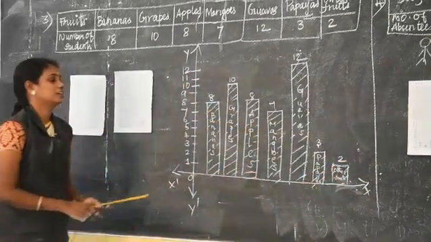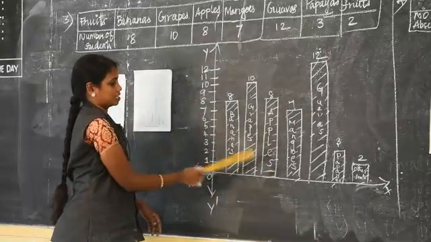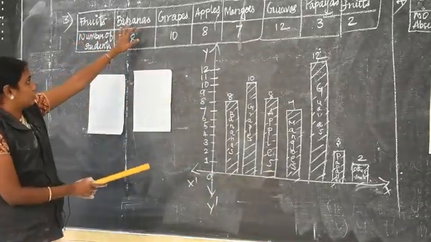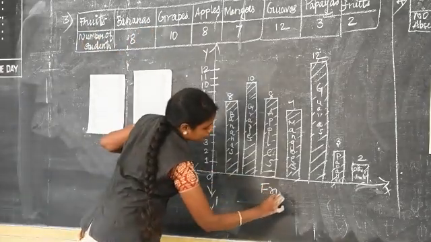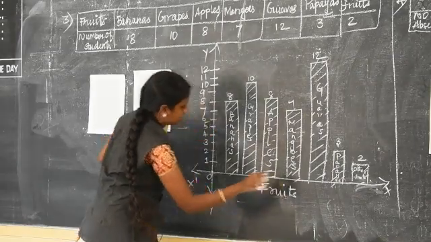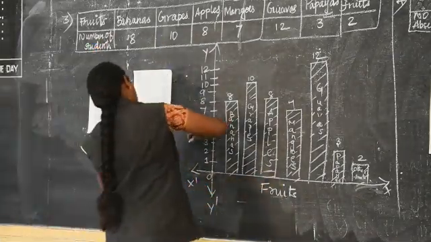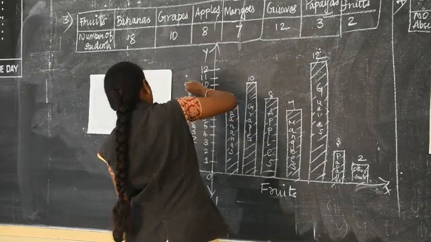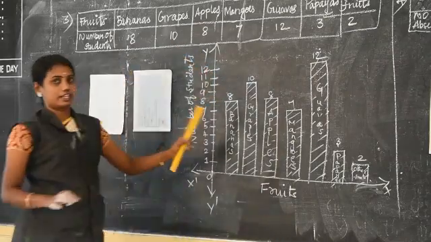Okay, now everything we have done. Next, giving the names for the x-axis and y-axis. It is given in the question. For the bananas and the rest, fruits is given. Write on the x-axis fruits. For this 1 mark. For the y-axis, number of students. Write here as number of students. That's all, our graph is over.